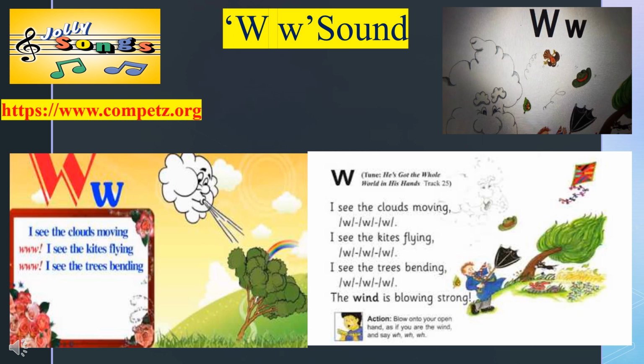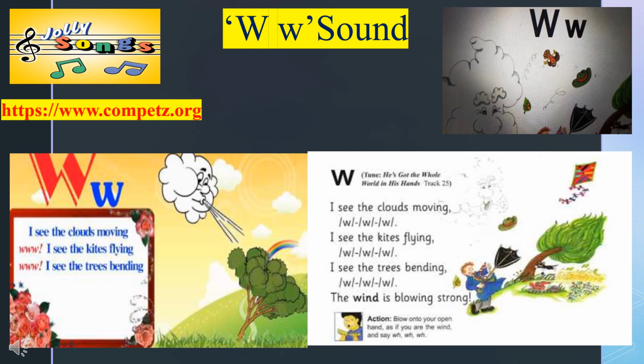So the action for this is you should blow onto your open hand. See here, this is your open hand. For those who are watching, you can see the image given here. They have stated how to do the action, how to pretend as if the wind is coming and you are saying wo wo wo. Keep your hand like this, as if you are the wind. See the action, see the cloud is doing an action. See the white cloud. Yes, children. Now don't repeat, just see.